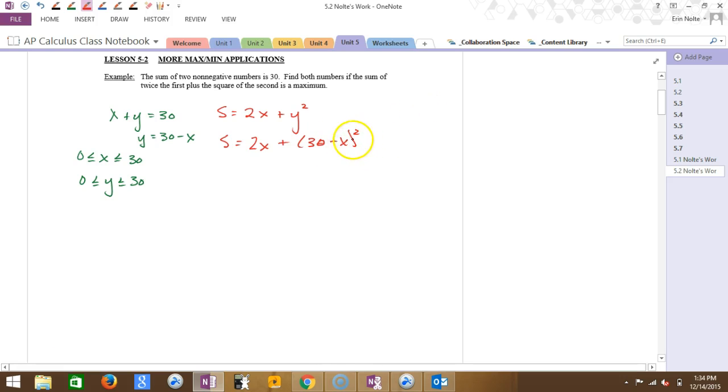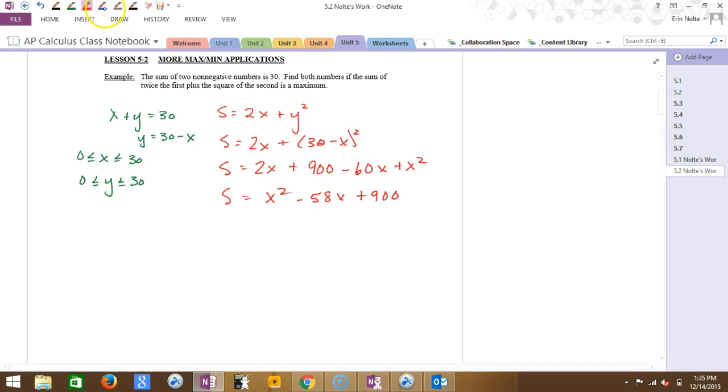Maybe this is a little bit more complicated because I have a quantity that's squared, so I'm going to have to simplify this in order to derive it. So if I square this and FOIL it out, I would get 900 minus 60x plus x squared. Then if I make that in standard form, I want my x squared first. I have 2 minus 60, so that's going to be minus 58x, and that's going to be plus 900. Okay, so there's my sum formula.